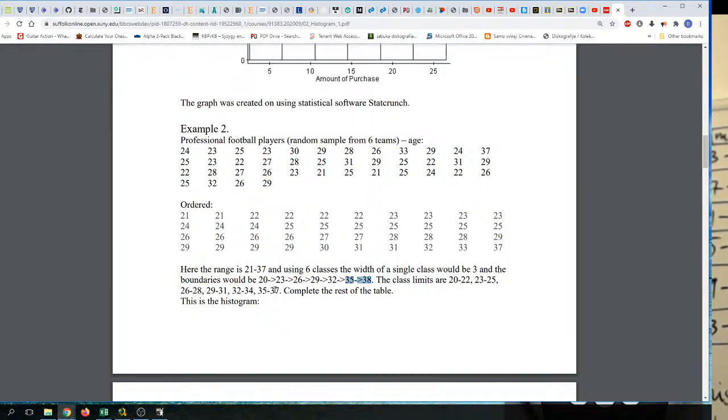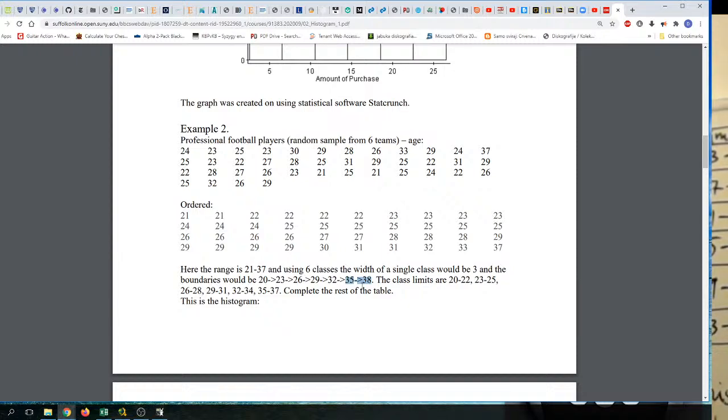The next thing, what are the boundaries? 20 to 23, 23 to 26, the second class. The third class, 26 to 29. The fourth class, 29 to 32. The next class, 32 to 35. The next class, 35 to 38. So those are the first three columns of the table.